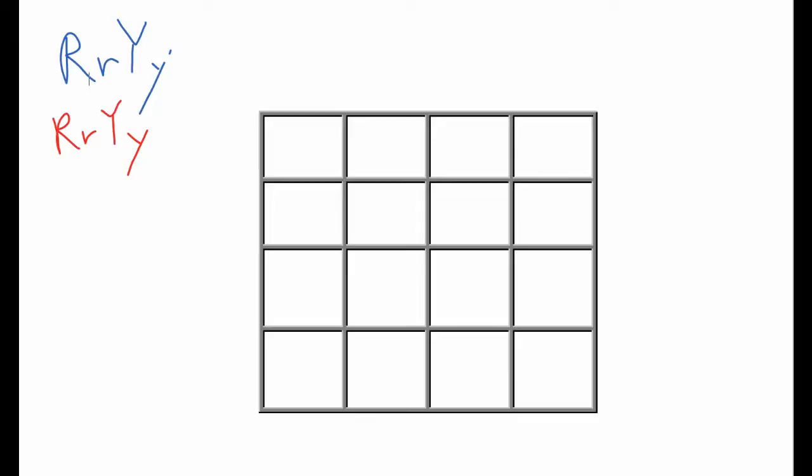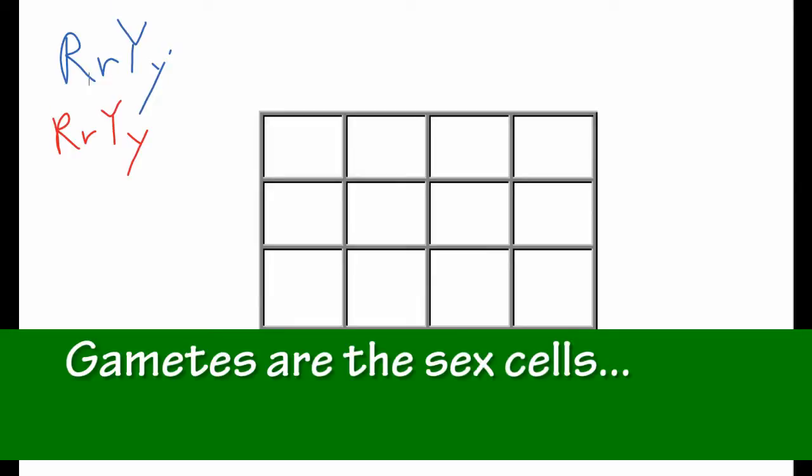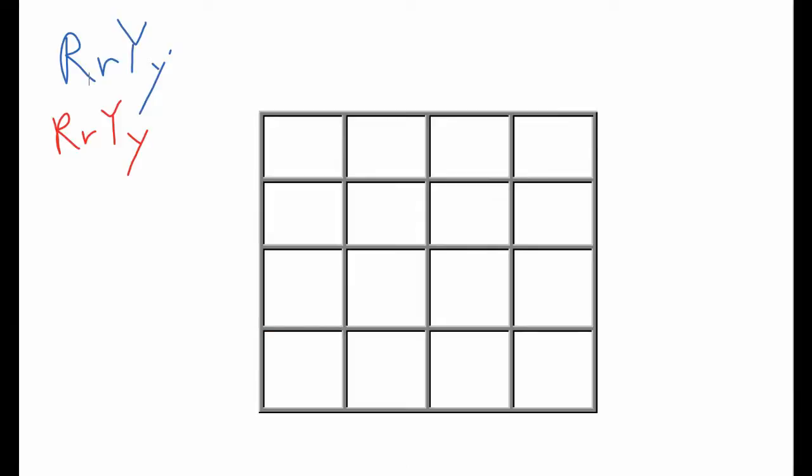The first thing we need to do is figure out what different gametes each parent can make. The easiest way to do this is to use FOIL, which is a method you probably remember from math class. It stands for first, outside, inside, last. So the first is capital R, capital Y. Outside is capital R, lowercase y. Inside is lowercase r, capital Y, and last is lowercase r, lowercase y.